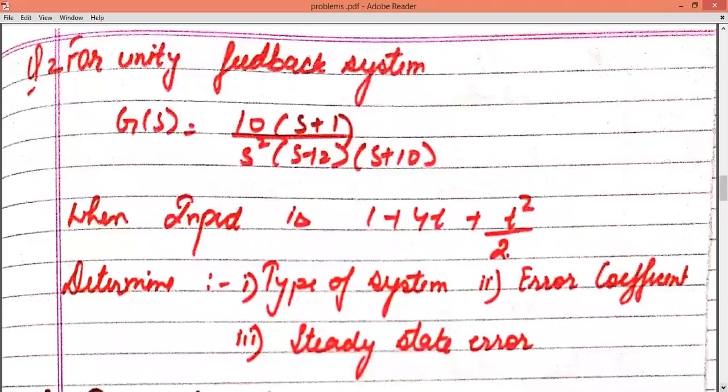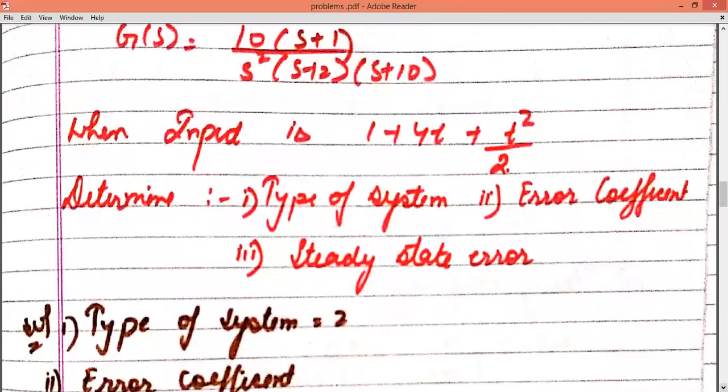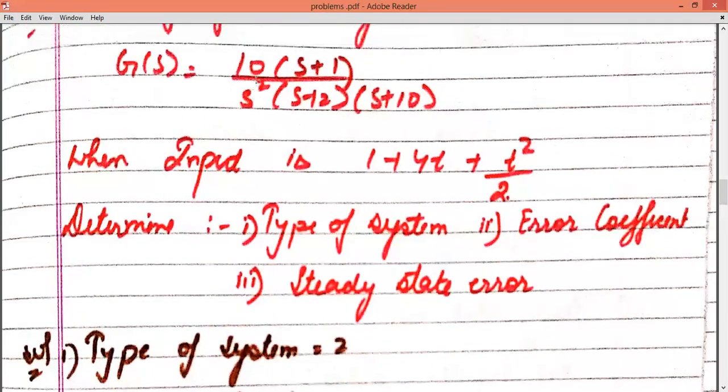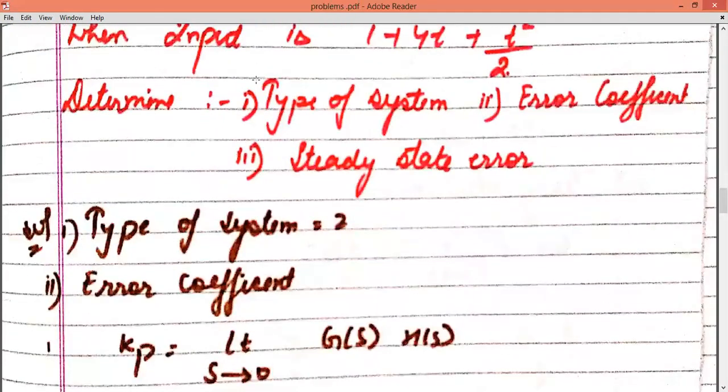We'll do it step by step. First, we need to find the type of the system. In the denominator, as I've just told you, you need to check the power of S. This power of S decides the type of the system, not the other one. So here the power is 2, therefore we will say that the system is a type 2 system.